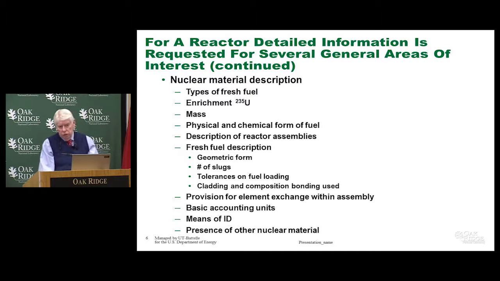What does the fresh fuel look like? That is, what is the geometric form? That is, inside the subassembly, you may have a fuel pin. So what's inside the fuel pin? Is it an oxide pellet? Is it a slug? What are the tolerances on the fuel loading that the owner gets when he receives the fuel from the manufacturing agent? This would be including the physical tolerances on enrichment as well as the dimensional tolerances on the fuel.